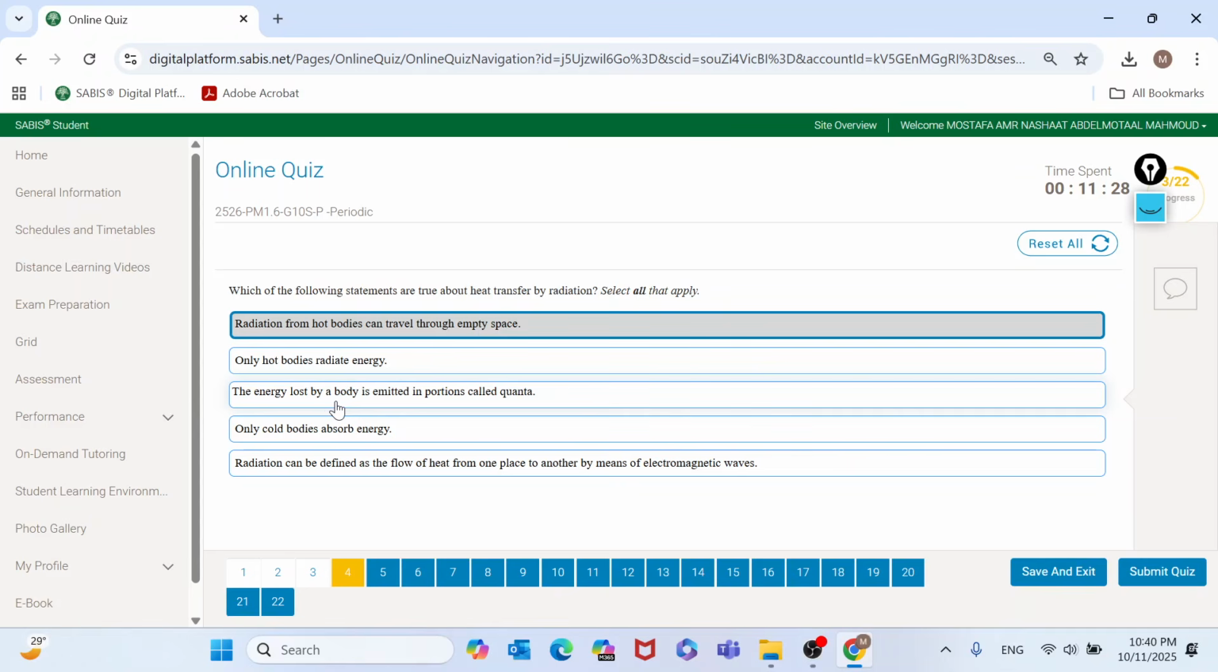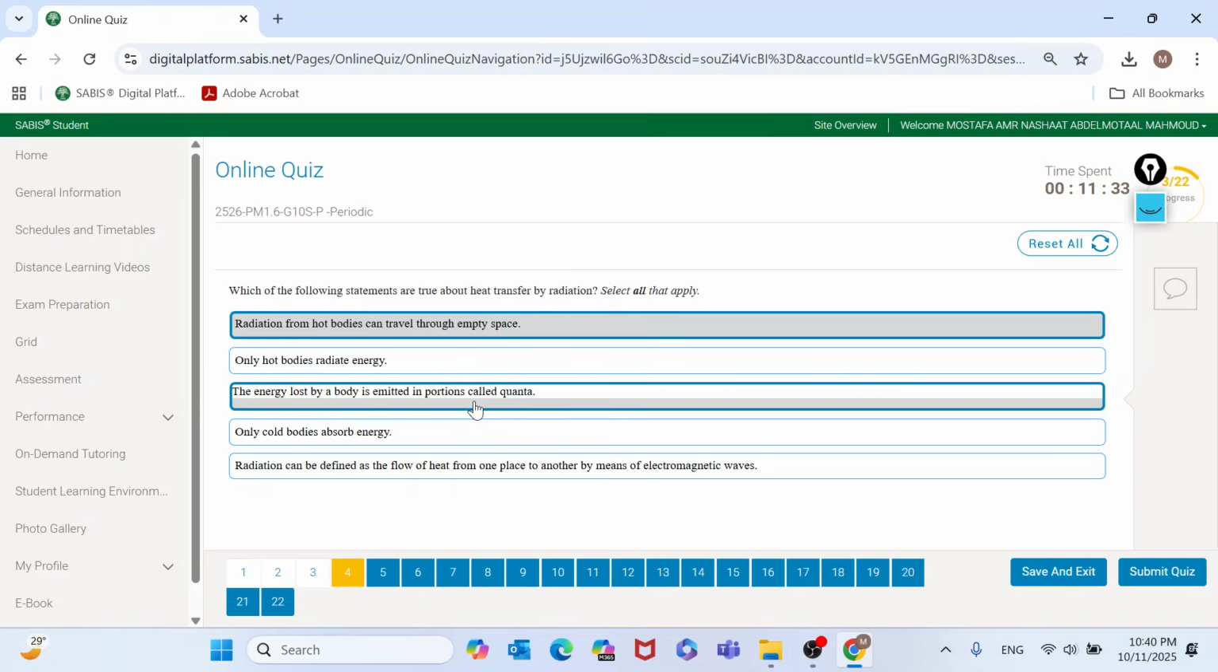The energy lost by a body is emitted in portions called quanta. Yes, that's what they're called. Radiation can be defined as the flow of heat from one place to another by means of electromagnetic waves. Yes.